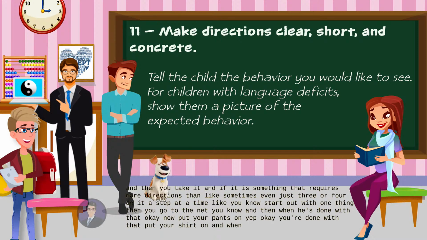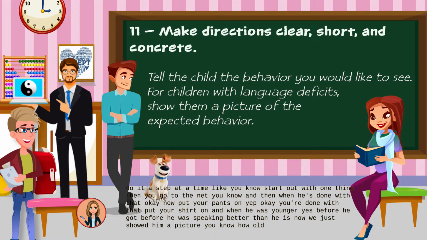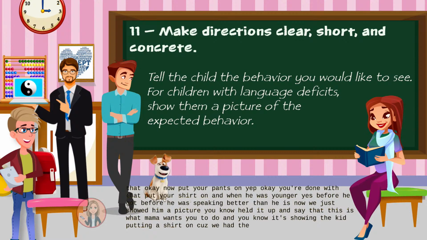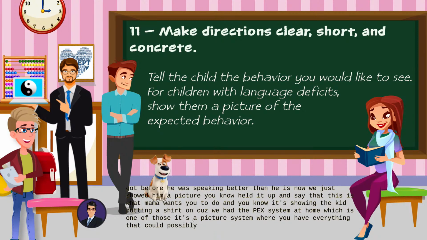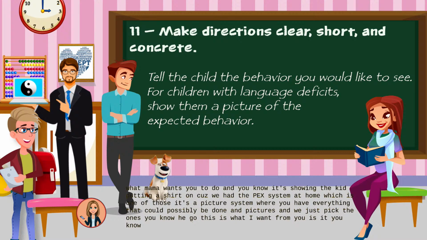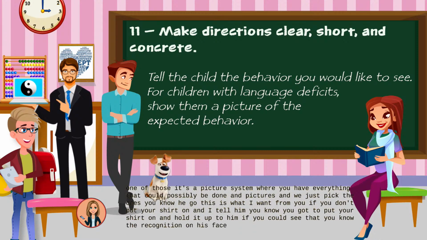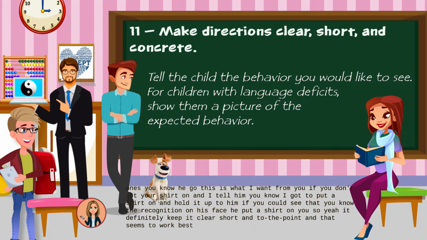When he was younger, before he was speaking as well as he is now, we just showed him a picture. We held it up and said, here you go, Matt, this is what Mama wants you to do. It shows a kid putting a shirt on, because we had the PEC system at home, a picture system where you have everything that could possibly be done in pictures. We just pick the ones, here you go. This is what I want from you, put your shirt on. And you could see the recognition on his face. He'd put his shirt on. So definitely keep it clear, short, and to the point, and that seems to work best.